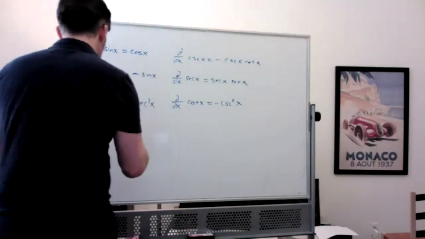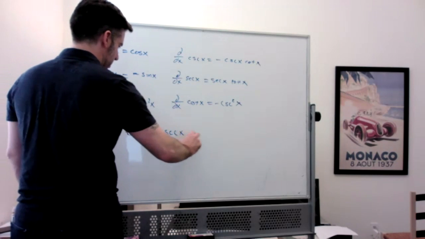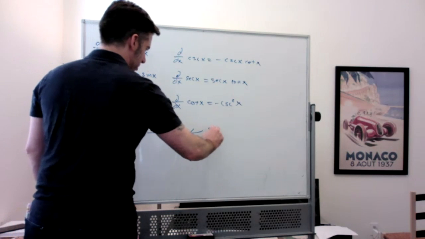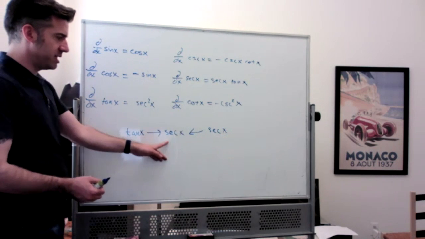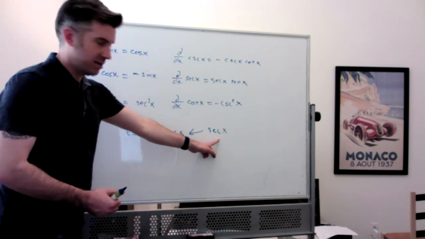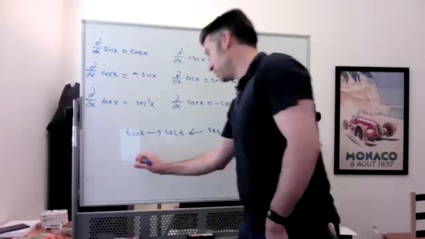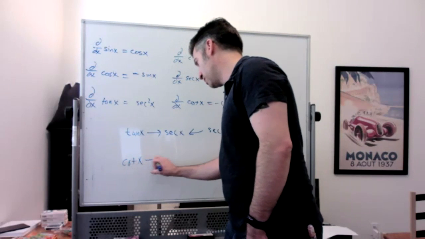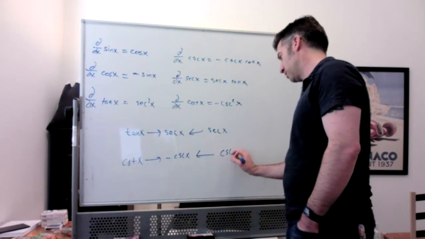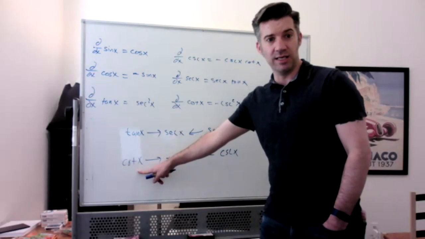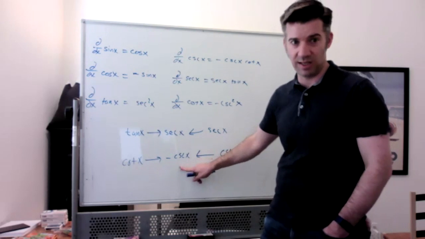They wrote this. They did tangent x, arrow, secant x, and then an arrow coming in at it with secant x. And they read this as the derivative of tangent is equal to secant times secant. The derivative of secant is equal to secant times tangent. And then they also did one for cosecant and cotangent. They did cotangent of x, arrow, negative cosecant of x, arrow, cosecant of x. The derivative of cotangent of x is negative cosecant x times cosecant x. The derivative of cosecant x is negative cosecant x times cotangent x.